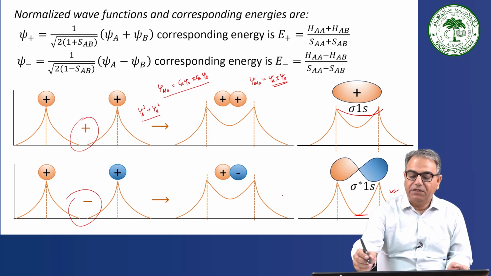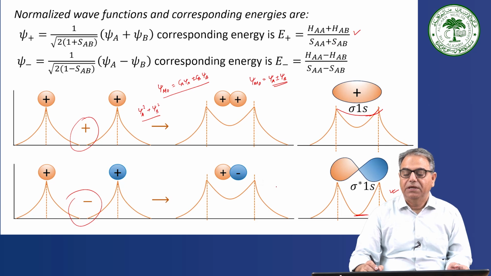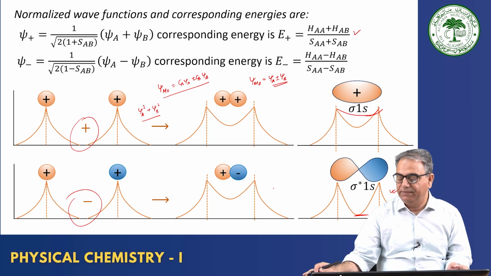Now, since we have the energy values given, HA plus HAB over SA plus SAB, and HA minus HAB over SA minus SAB, what we need to know is the difference between the two energy levels. Another thing we need to know is that HA and HAB are integrals, so how do we find out the value of the integral? These two things we will be doing today.